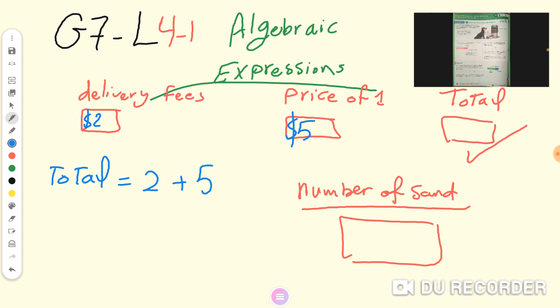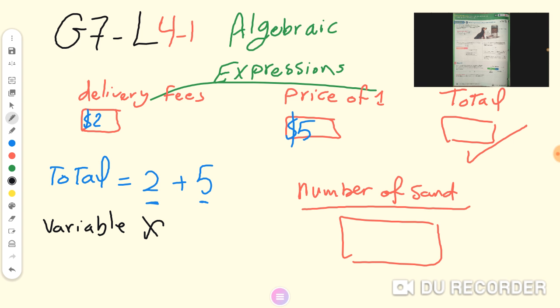Maybe today I will ask for 5 sandwiches, and tomorrow I will ask for 10. But the price of the sandwich is fixed, which is 5, and the delivery fee is fixed. What changed? The number of sandwiches. So the number that changes, in math, we call it a variable. We will not give it a fixed amount. I can call it X, Y, Z, A, B, W, any letter.